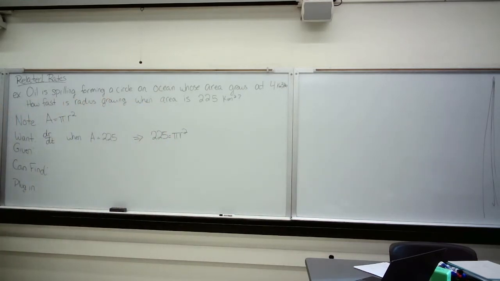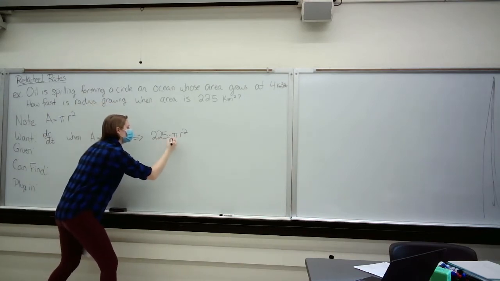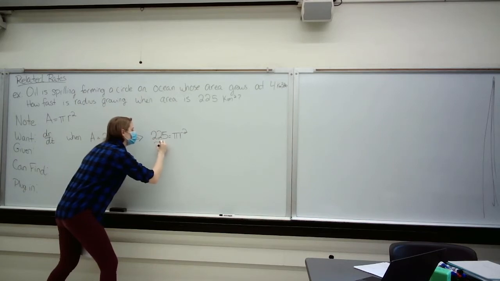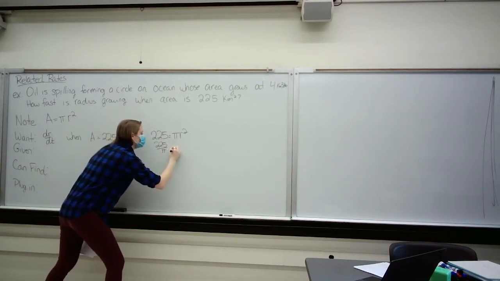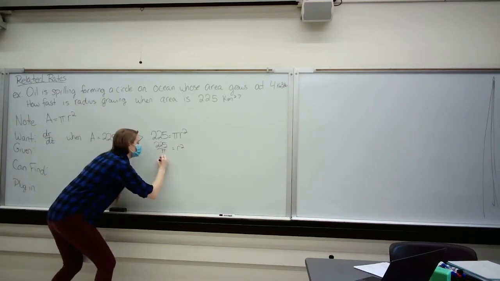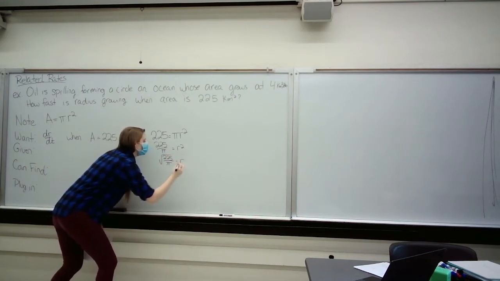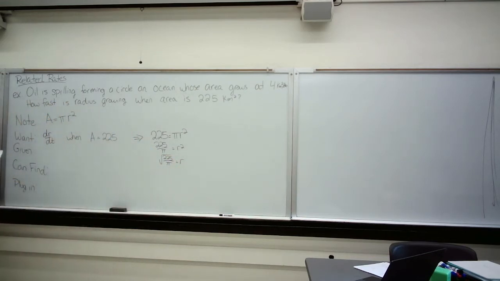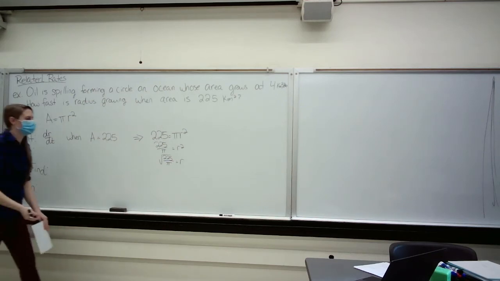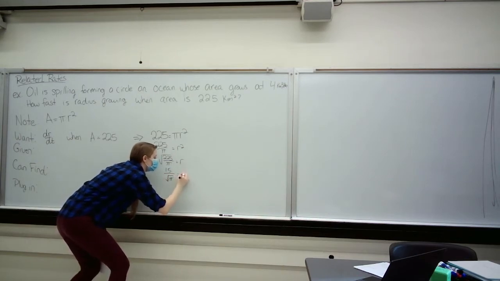Okay, so area, plug in. 225 equals pi r squared, so 225 over pi equals r squared. So take the square root of both sides, so we get the square root of 225 over pi equals r. The square root of 225 is 15, so 15 over the square root of pi equals r.